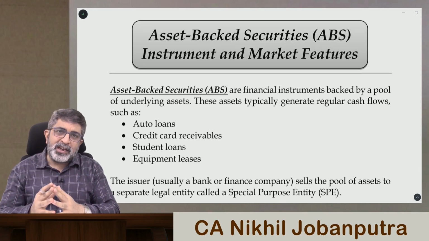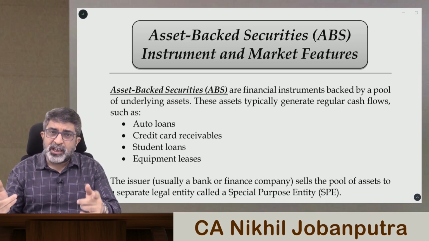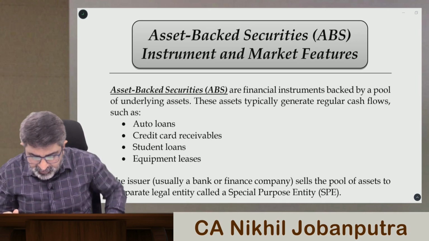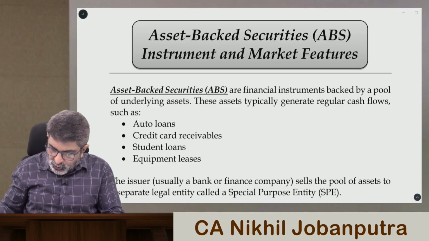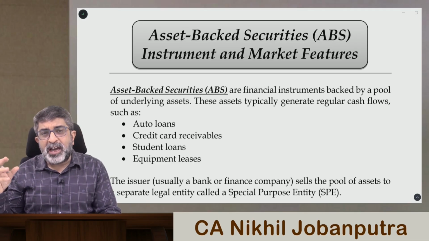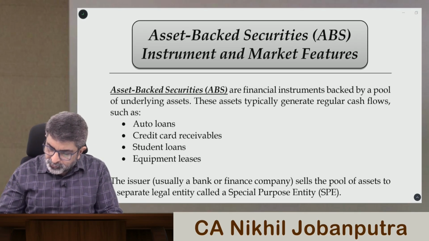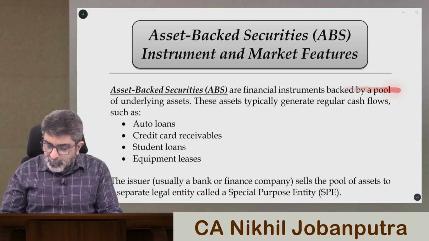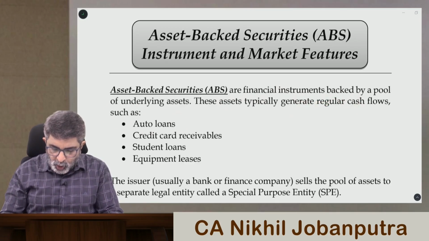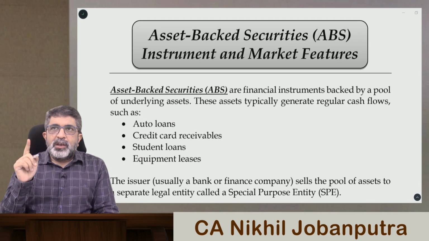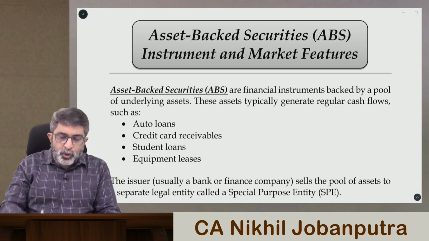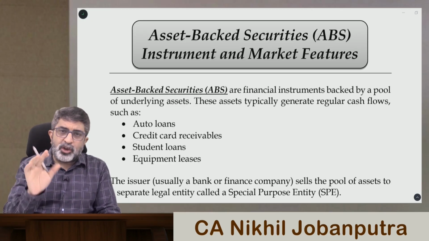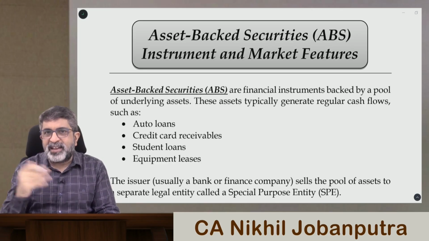So this is something very interesting, and even though theoretical mainly, it is quite interesting, and let's dive into the subject directly. So we have a bit idea of what are asset-backed securities. Asset-backed securities are financial instruments primarily backed by a pool of underlying assets. These assets typically generate regular cash flows such as auto loans, credit card receivables, student loans, equipment leases, and so on. Now, if I include mortgage loan over here, it will become mortgage backed securities. So we are keeping mortgage loans aside.